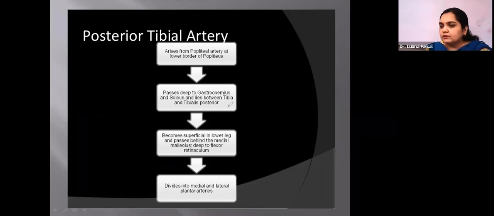It supplies all muscles of the posterior compartment, and then terminally it passes deep to the flexor retinaculum, and it gives terminal branches. These are the medial and the lateral plantar arteries.